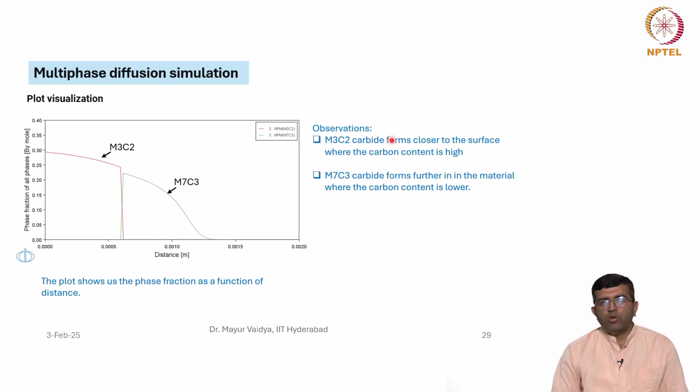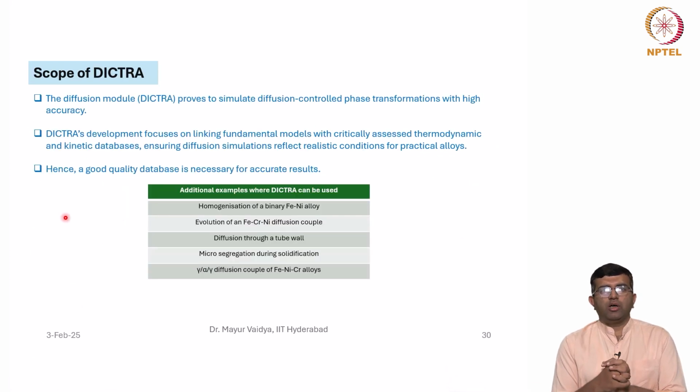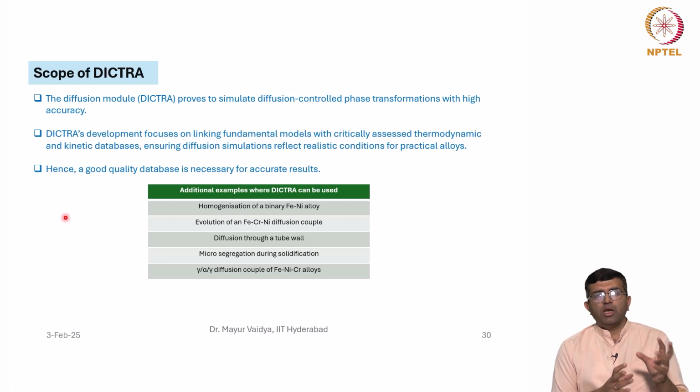So, you can see that M3C2 carbide forms closer to the surface where carbon is high, and M7C3 forms where in the material the carbon content is lower. So, this clearly tells you that there will be two phases and how they get developed. So, basically in the scope of DICTRA, the diffusion module proves very effective to simulate diffusion controlled phase transformation with high accuracy. DICTRA's development always focuses on linking the fundamental models with critically assessed thermodynamic and kinetic databases, ensuring that the diffusion simulations represent conditions for practical alloys as realistically as possible.